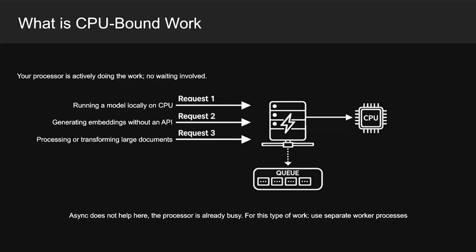Now, look at the CPU bound diagram. Requests come in, they hit your server, and the server sends them straight to the CPU for active computation. There's no waiting involved. The CPU is busy the whole time. Notice the queue building up at the bottom? That's what happens when the CPU can't keep up. Async won't help here because there's nothing to wait on. The right solution is separate worker processes that can handle computation in parallel.